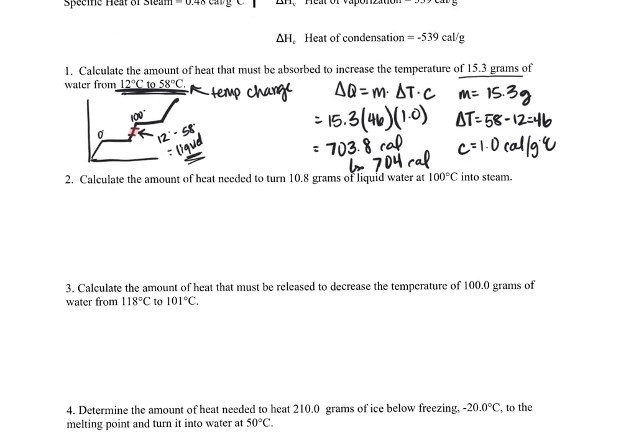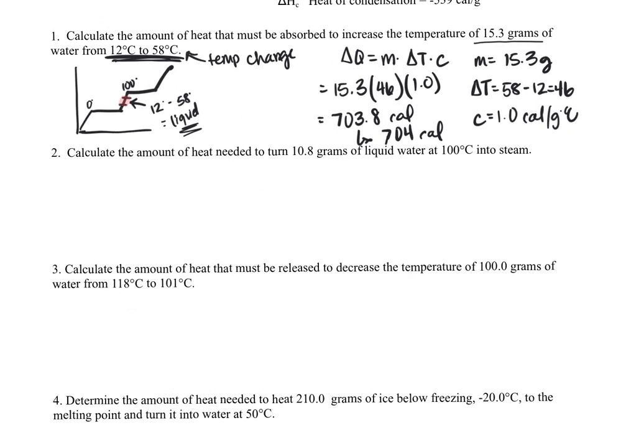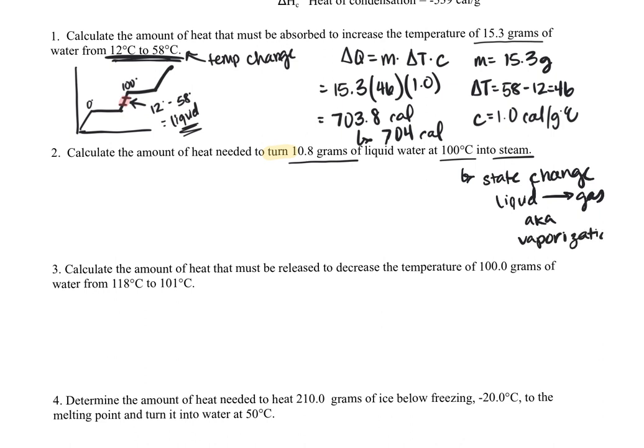So let's try the next one. Calculate the amount of heat needed to turn 10.8 grams of liquid water into steam at 100 degrees. So your key word here, when you're reading through these problems, if you see the word turn or change or any of those state change terms that we would typically use, that's your hint that this is going to be a state change, because we're going from a liquid to a gas. That is AKA vaporization. So what I'm doing here is I'm vaporizing this.